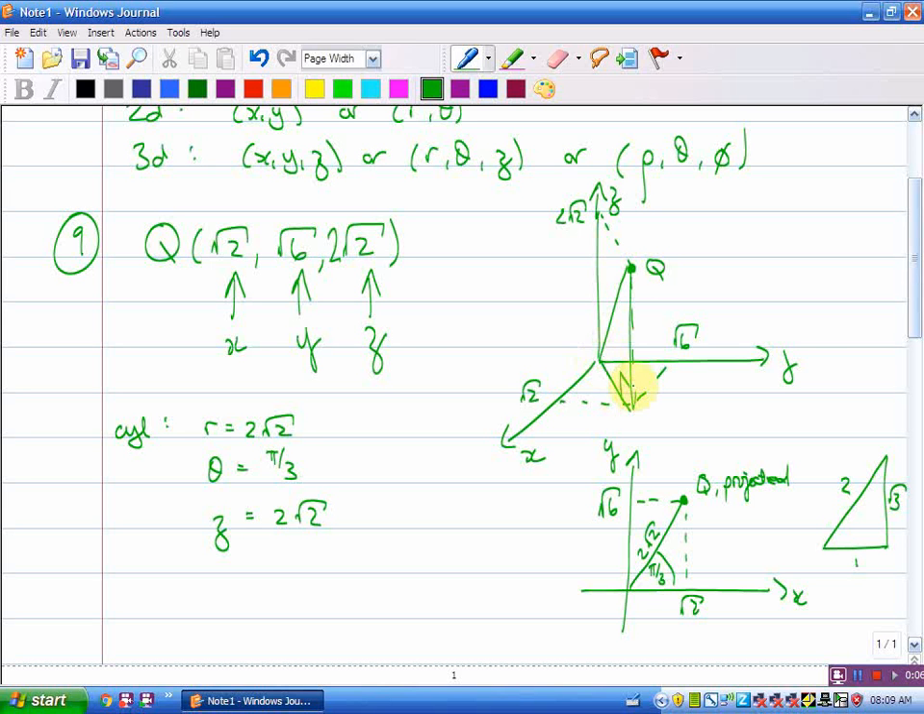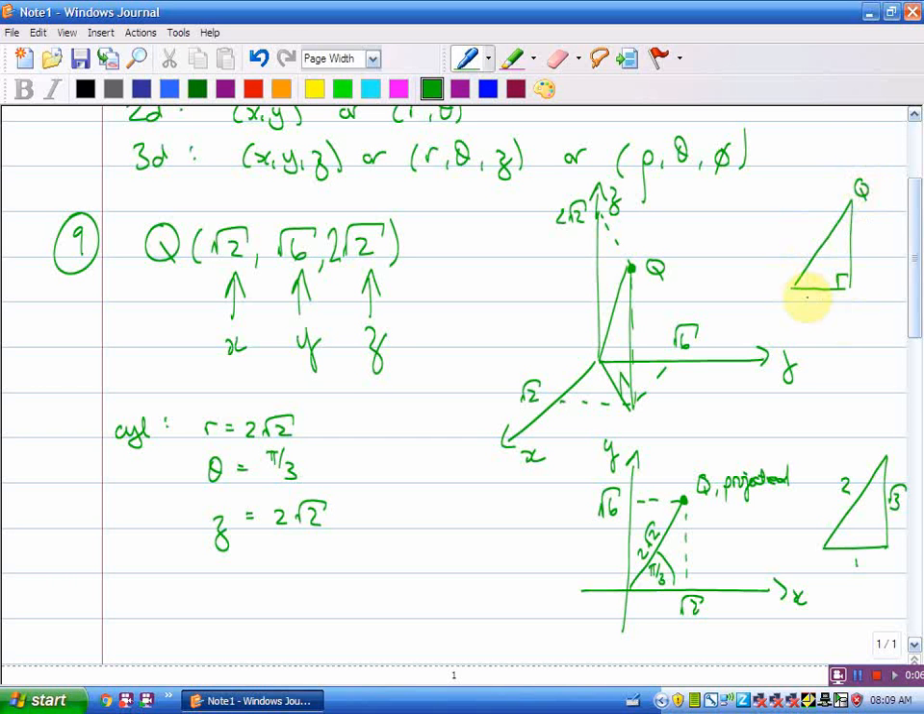If you drop a perpendicular from Q down to the XY plane, it's perpendicular to the XY plane, so I've drawn in a little 90 degree there. On a flat picture, that doesn't look a lot like 90 degrees, but it is, because that little short line is on the XY plane, and this line over here is perpendicular. So I have a nice little 90 degree triangle with Q at the top of it.